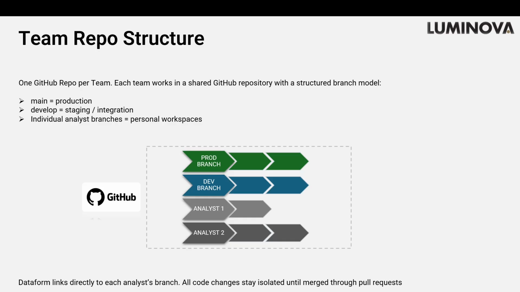Now, what about the analyst branches? You don't need to create those manually. When we connect GitHub to Dataform, each analyst's workspace will automatically link to their own branch in the repo. They'll be named based on your workspace config. No extra setup required. So again, one repo, one main, one develop. Analyst branches come from Dataform. This setup is the foundation for everything that comes next.